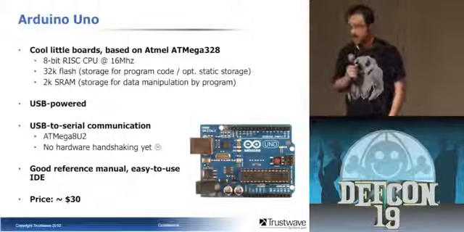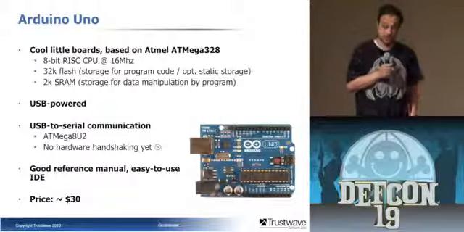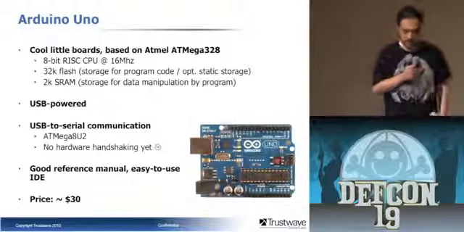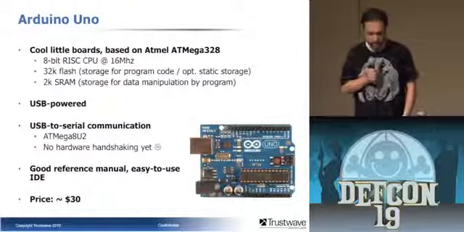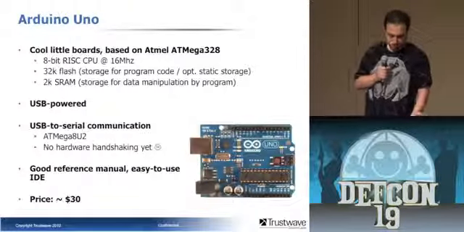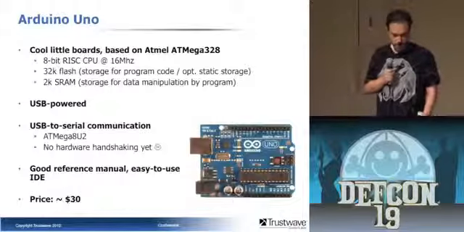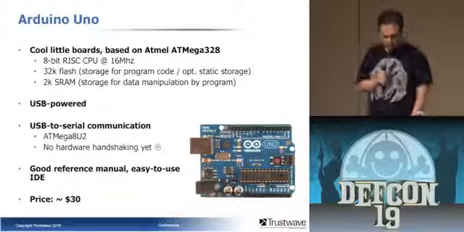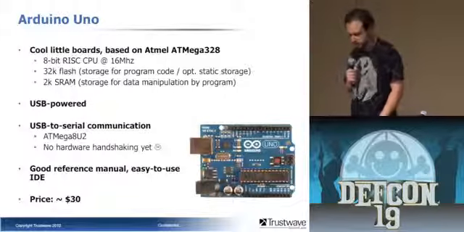But your dynamic data structures, which, of course, network data is, if anything, dynamic, you have to store that in your SRAM. It's USB powered. There's serial communication with a chip. It's called the Atmega 8 U2.